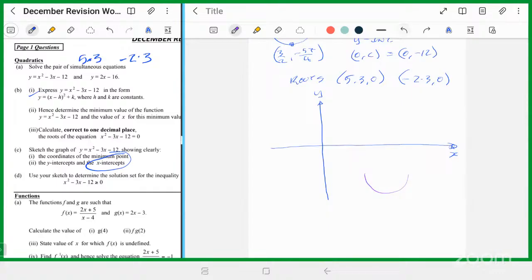Alright, so basically this is it. It turns down here, crosses down here, and cuts through here and here on the x-axis. So we're making a sketch. And basically this will be our sketch. That's a sketch. And this minimum point is 3 over 2, negative 57 over 4. This point is the y-axis intercept, which is 0, negative 12. And this one is the positive root, 5.3.